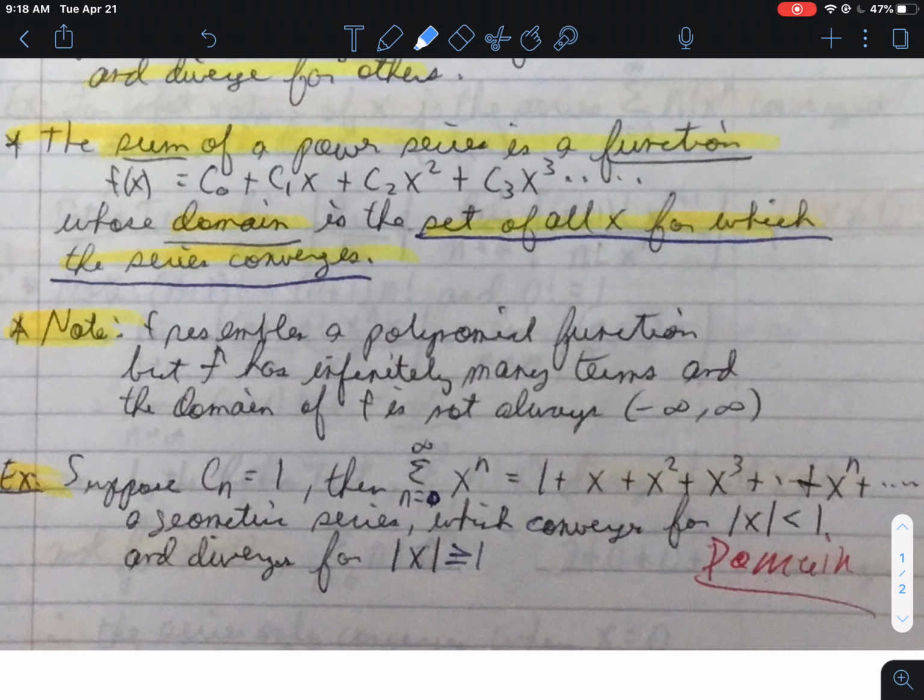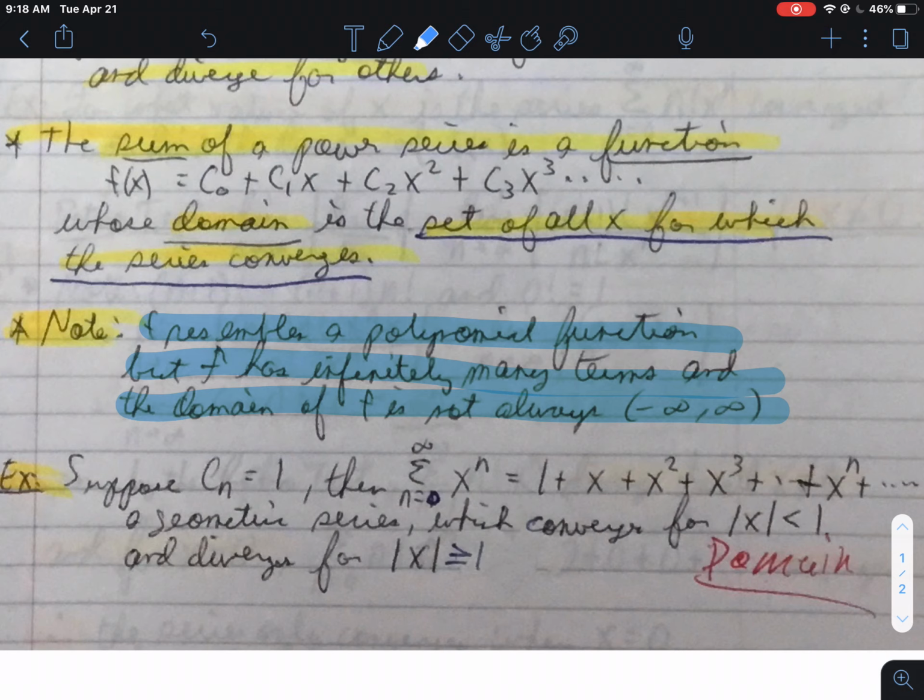It has an infinite number of terms, so it resembles a polynomial function, but it has an infinite number of terms. And the domain of this function is not necessarily going to be the set of all real numbers. Right, so if I have a polynomial function, we have a fixed number of terms. And remember, the domain of a polynomial is the set of all real numbers. So those are two differences here. Even though it resembles a polynomial in its makeup, we have an infinite number of terms. It is an infinite series. And in how we're defining the domain, the series may converge or diverge.